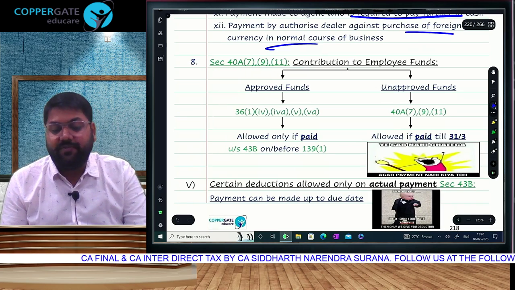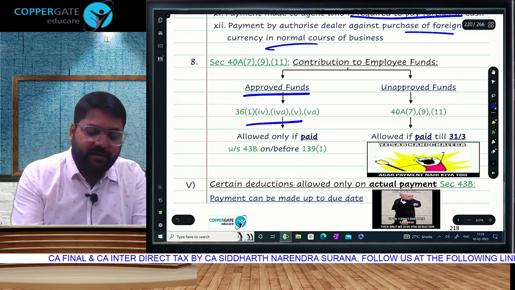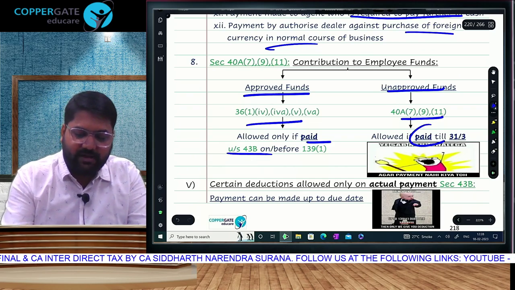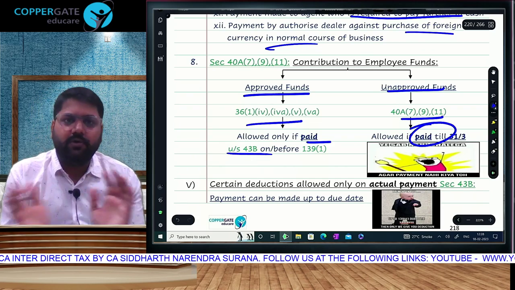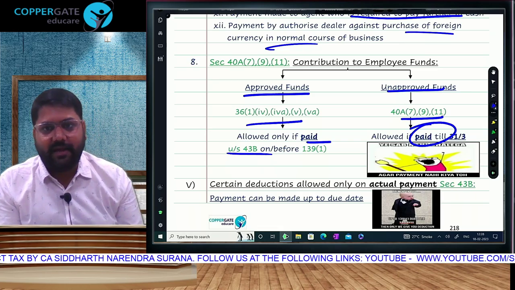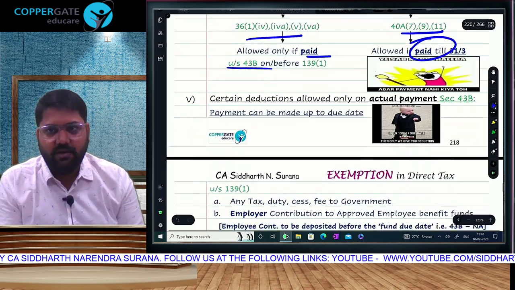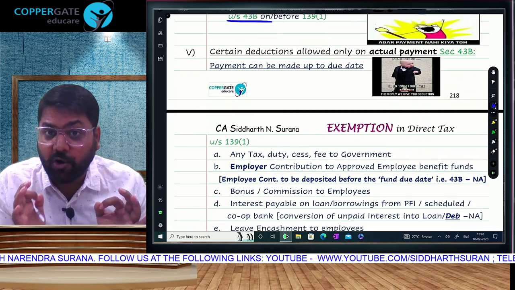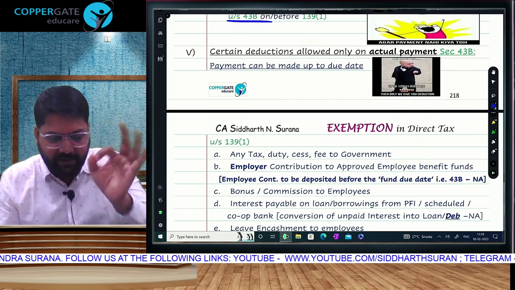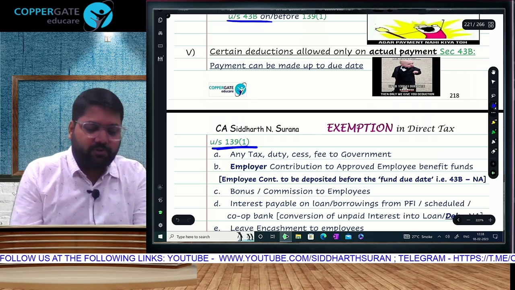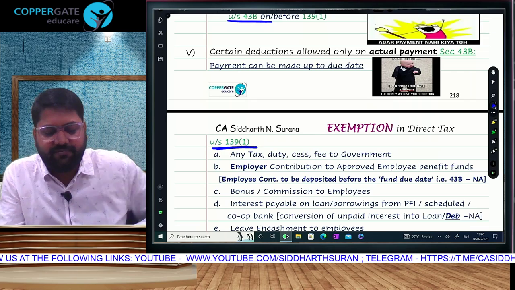Contribution to employee benefit funds, if approved, will be allowed, but on basis of payment. 43B is applicable. And unapproved to disallowed hota hai, but if paid, allowed; if unpaid, disallowed. Bas approved ke liye, payment ke liye, we get time up to due date of return because it is covered in 43B. Coming to 43B, certain expenses will be allowed even if you follow accrual, only on payment basis. Matlab if unpaid, to disallowed, but payment can be made up to due date of return filing, need not be up to 31st of March.